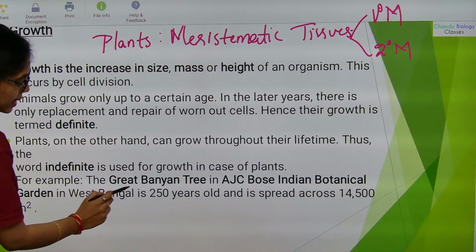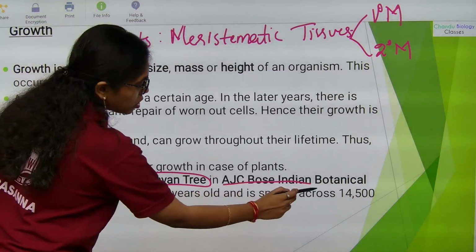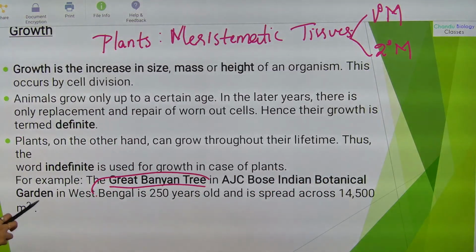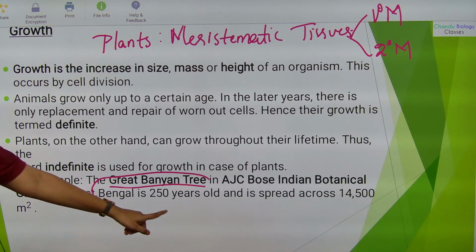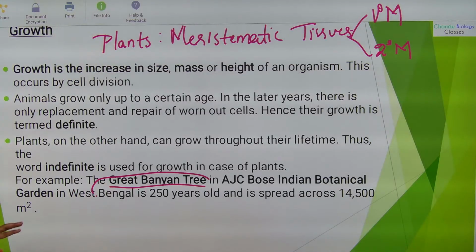Yes. For example, the great banyan tree in AJC Bose Indian Botanical Garden in West Bengal is 250 years old and is spread across 14,500 meters square. This is one example to say that plants grow indefinitely or indeterminately.